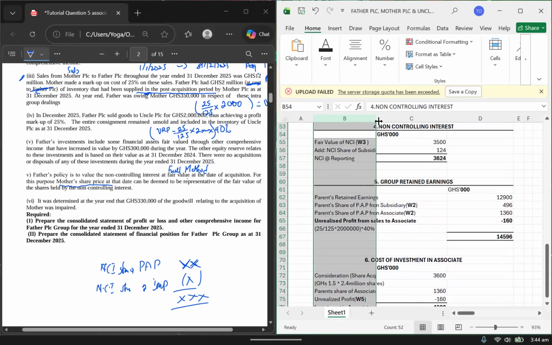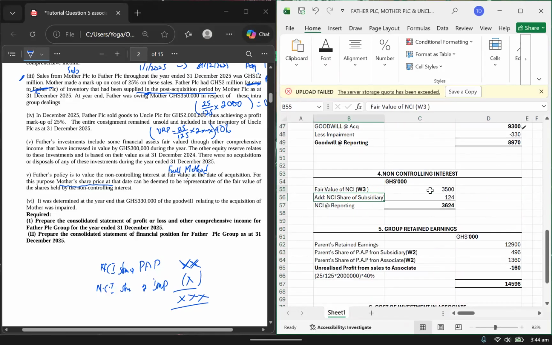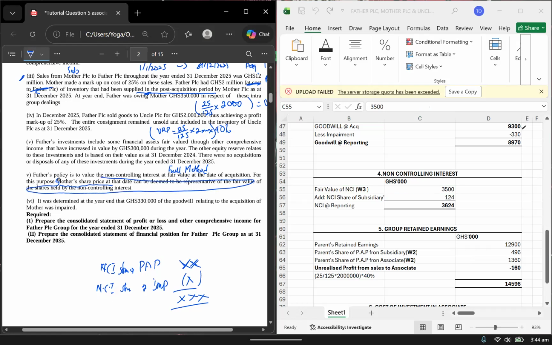I said some of the questions will give you the fair value itself. Maybe 3,500. Normally it comes in this statement. Instead of somebody with an amount, they will give you the fair value amounts.